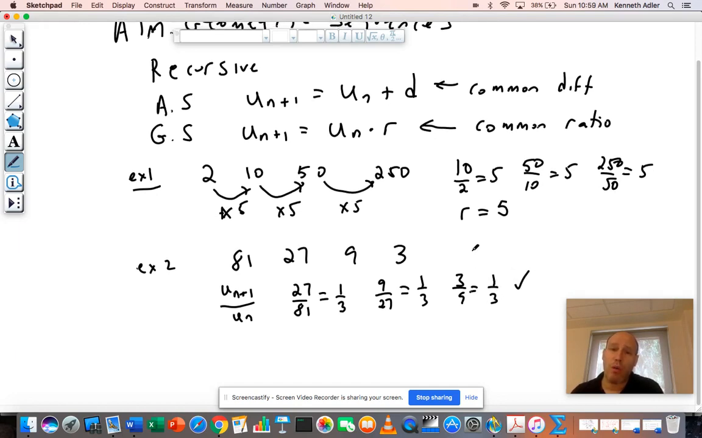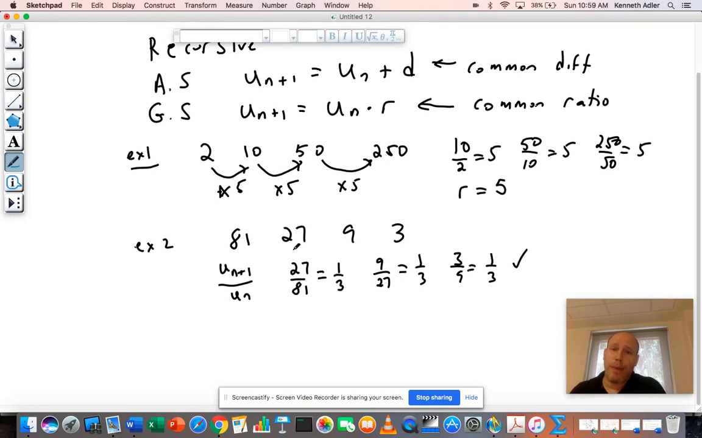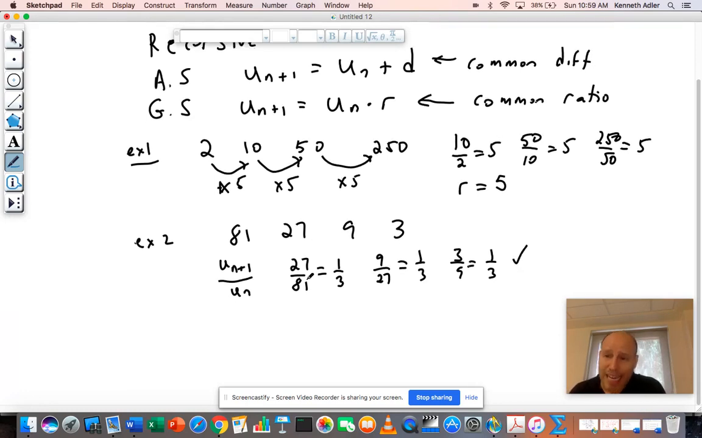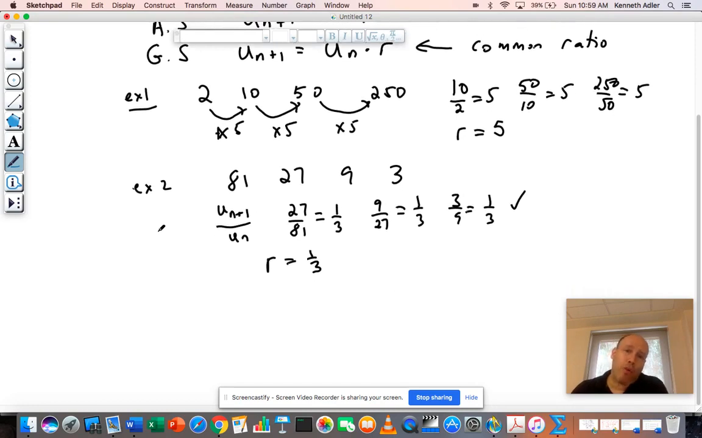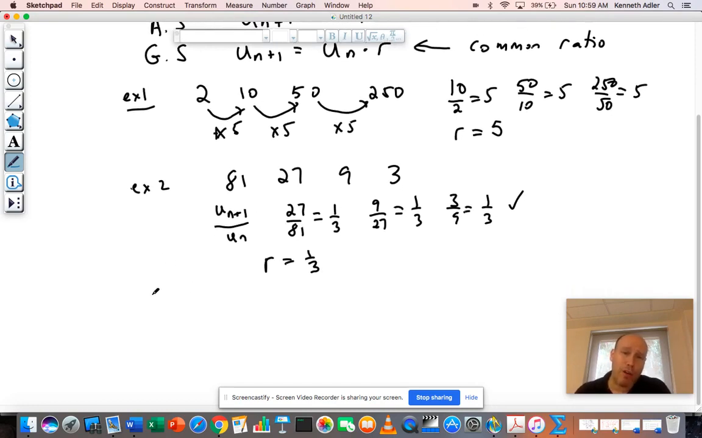Nice. So, first of all, because I'm multiplying or dividing each time, I know it's geometric, and I know the r is 1/3. As I said before, we don't want to talk about division anymore. We want to be fancy, so it's times 1/3. Nice. Let's move on.